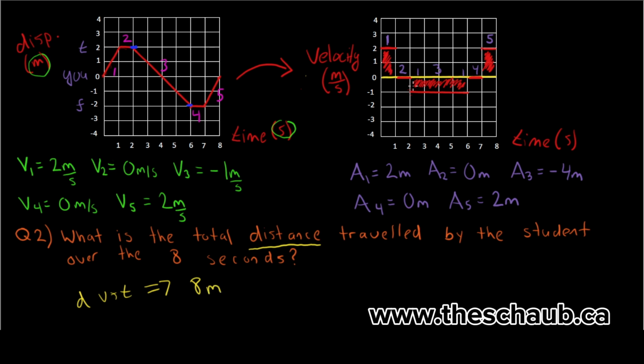If we look at our velocity time graph, we can come to the same conclusion. Here, we calculated the displacements, so all we have to do is now sum the areas, but direction doesn't matter, so we ignore the negative sign. So the total distance traveled by the student on our velocity time graph is 2 meters plus 4 meters plus 2 meters, which equals 8 meters, and confirms our answer from the displacement time graph.